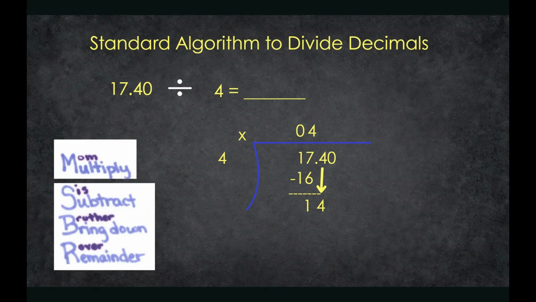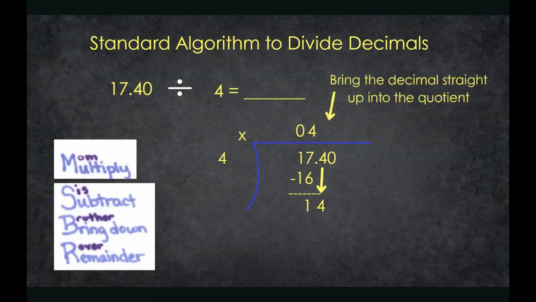Now here's where it's slightly different when we're dividing decimals. We want to bring the decimal point from 17.40 straight up into our quotient. Okay, so that is the big difference when we're dividing decimals. Everything else is staying the same right now. So we bring the decimal straight up, and now we're going to continue dividing like normal.